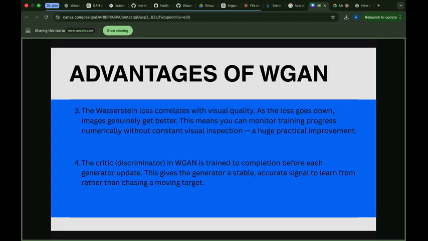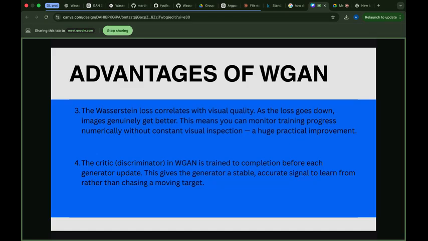The Wasserstein loss correlates with visual quality. As the loss goes down, the visual quality of images also increases. So this is a better signifier of how the images are getting produced.